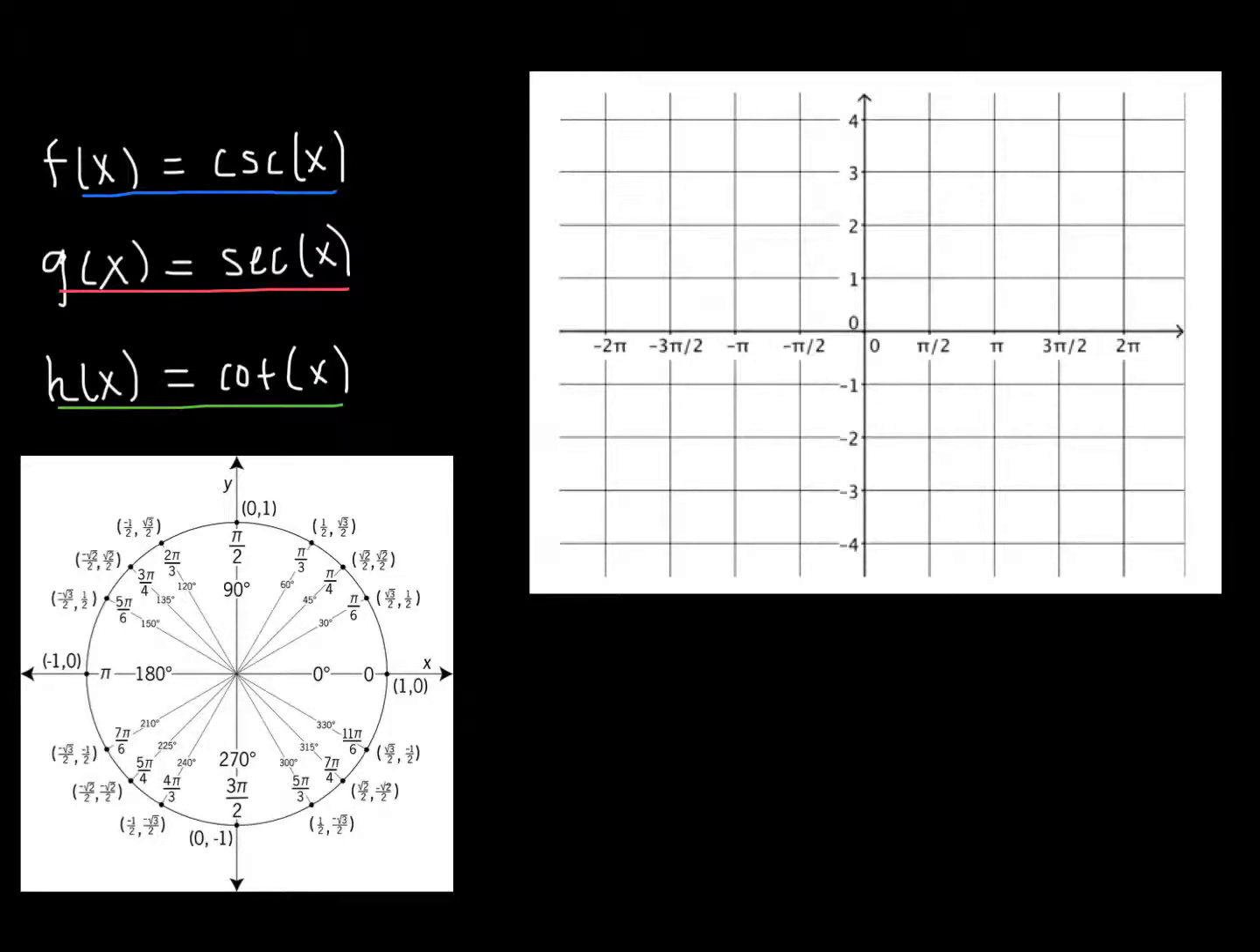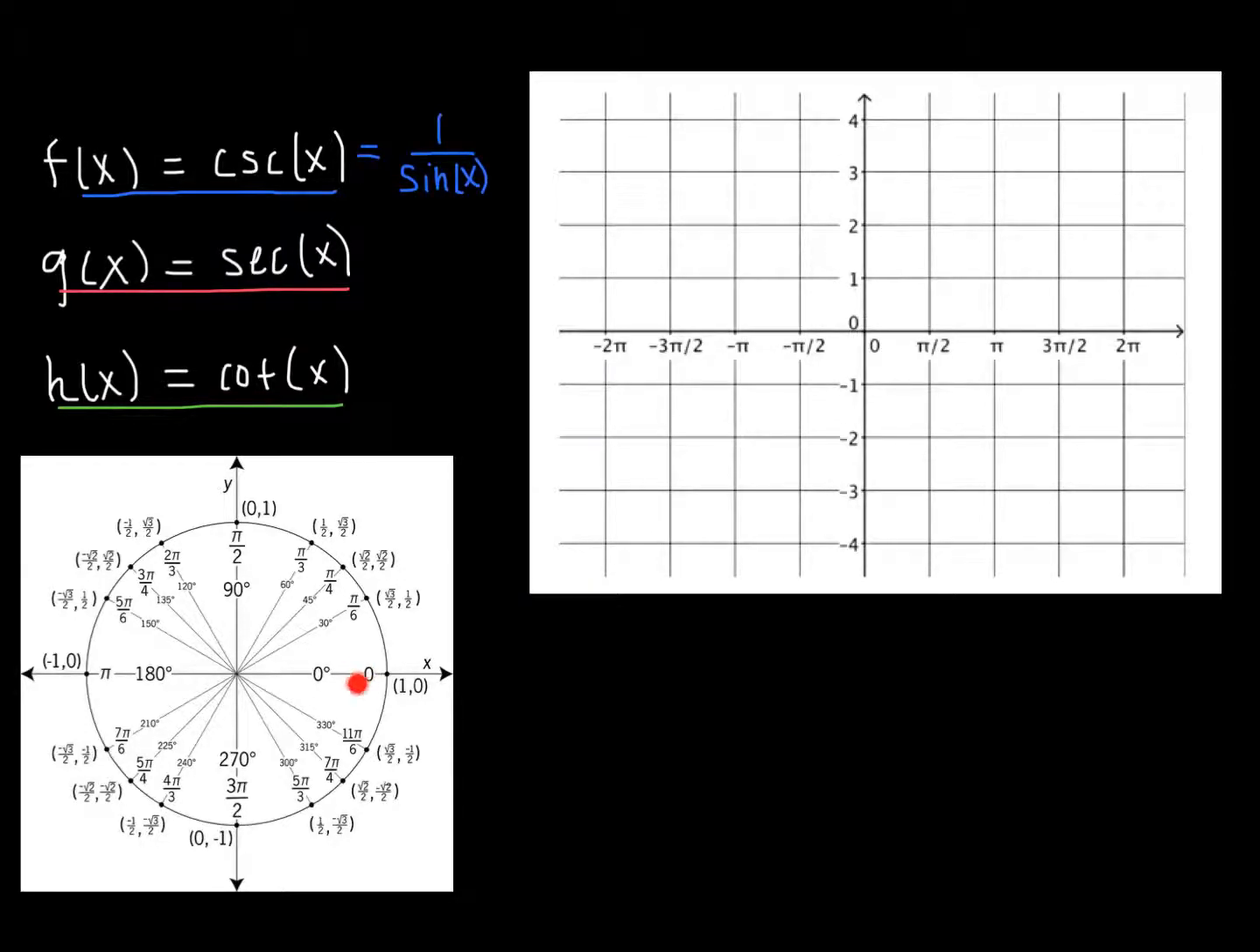Okay, let's start with cosecant. The important thing to remember about cosecant is that it is the reciprocal of sine. So we can write cosecant as 1 over the sine. As we rotate around our unit circle, what we're doing to compute the cosecant is taking the reciprocal of sine, 1 over sine.